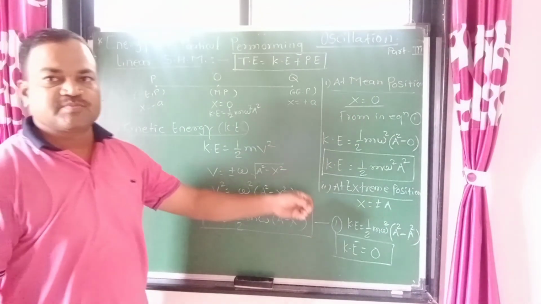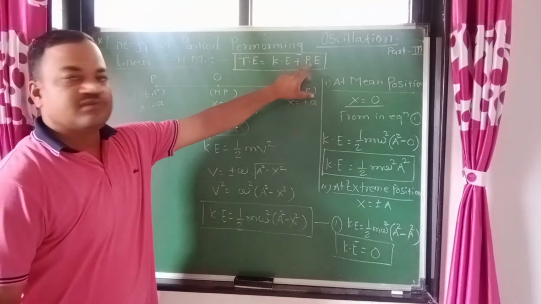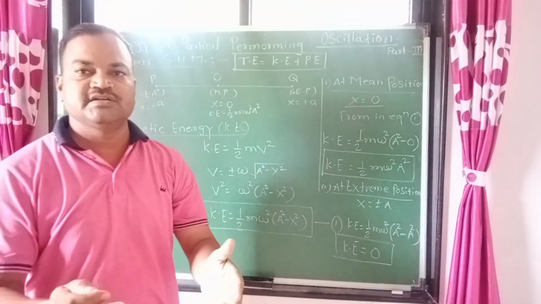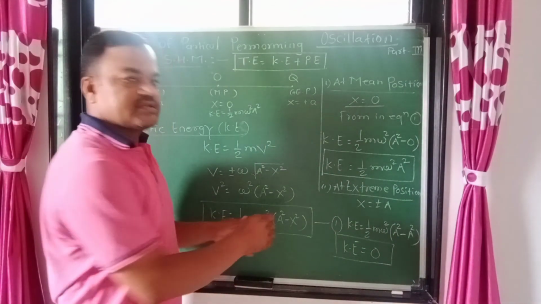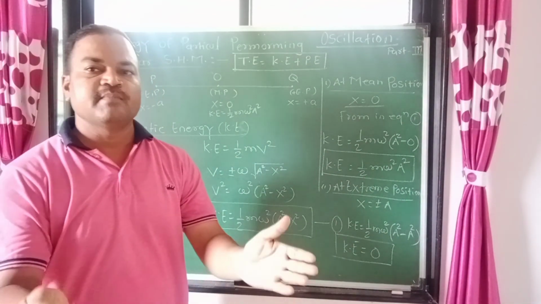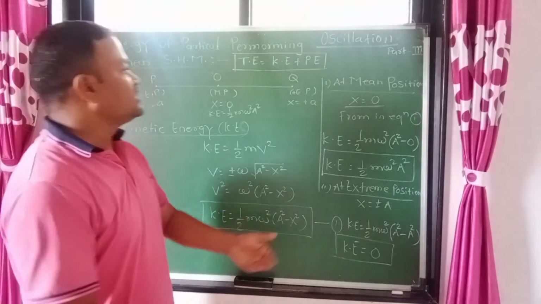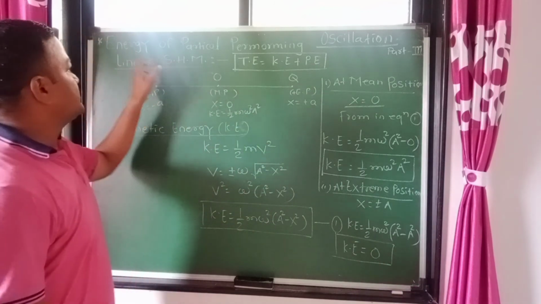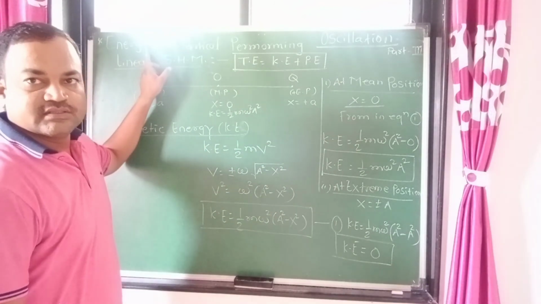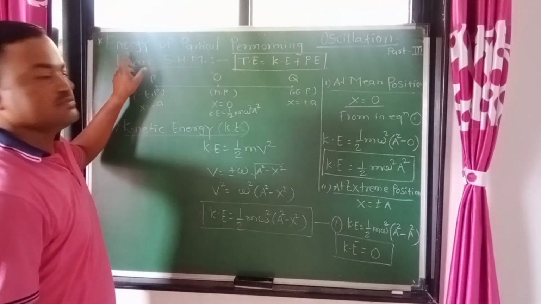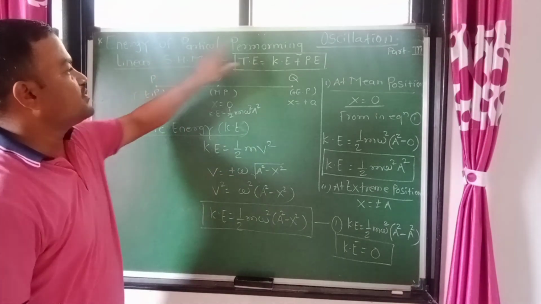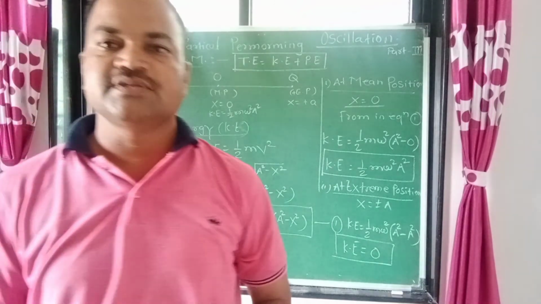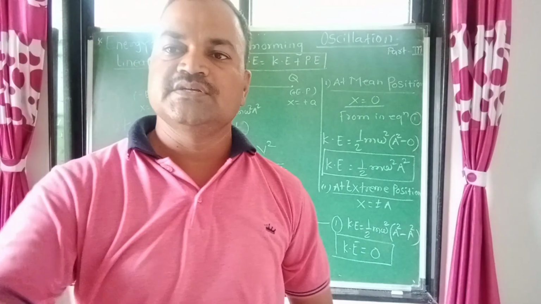In the next part, we see the expression for potential energy. By getting the expression for potential energy and adding it to the expression for kinetic energy, we automatically get the total energy. This is the main article of this oscillation chapter, energy of a particle performing linear SHM. In the next part, we see the potential energy of a particle.